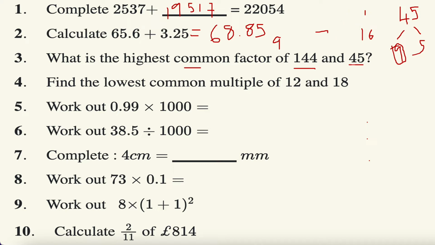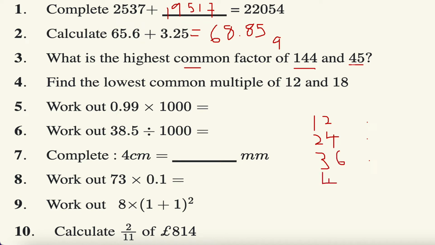Right guys, this is question number 4. Work out the lowest common multiple of 12 and 18. So the lowest number that appears in both times tables. Let's just write down our times tables here. 12, 24, 36. Let's go for 2 more just to be on the safe side. We can always go for more: 48 and 60. The next one for 18 is 36.